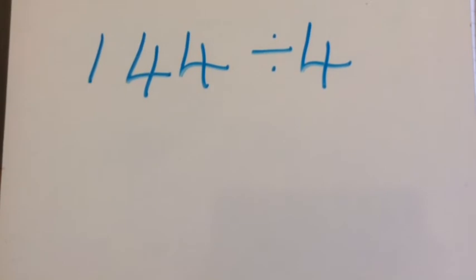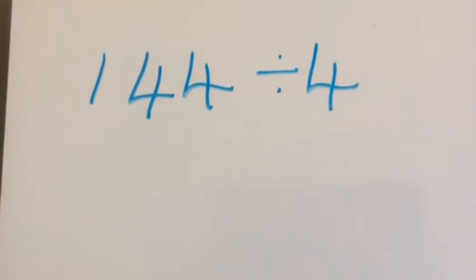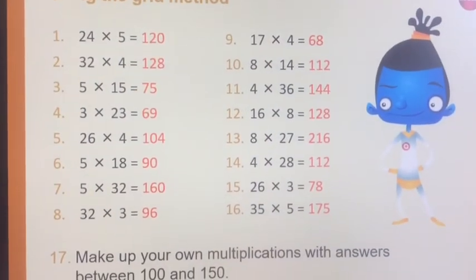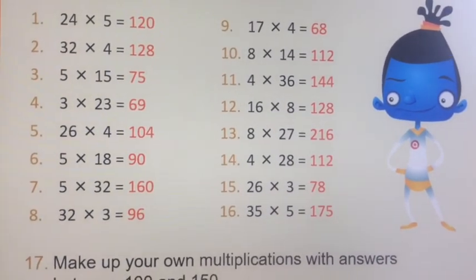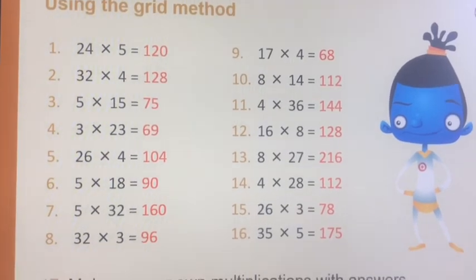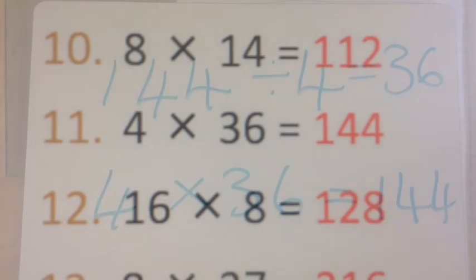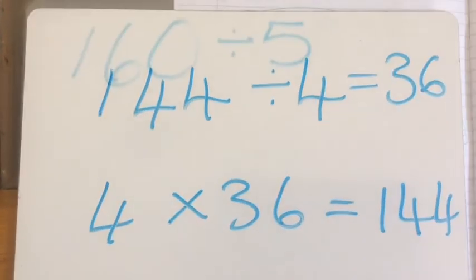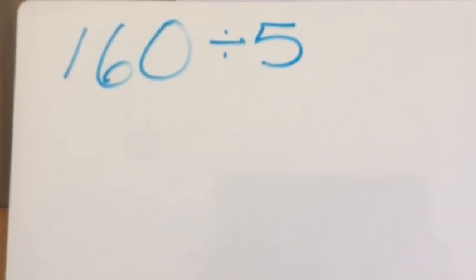Think about this one now. How many 4s in 144? Think about the number families. Which multiplication fact helps you with that division sum? Just look for the same numbers. Those are 144, a 4 and a 36. Yay! Here's the number fact family. Which multiplication sum would help you with this one? Give it a go.